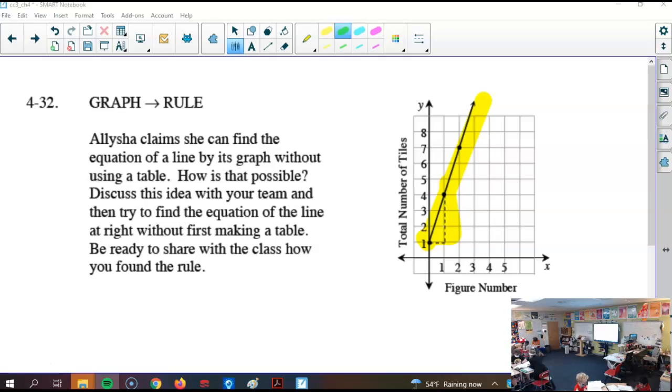So from 1 up to 4, our growth is 3. So we know that's going to be our m. I pointed out, that's going to be our m. We're going to write 3x. And then what was our y-intercept? There you go. Yep. That's going to be one of the next ones.